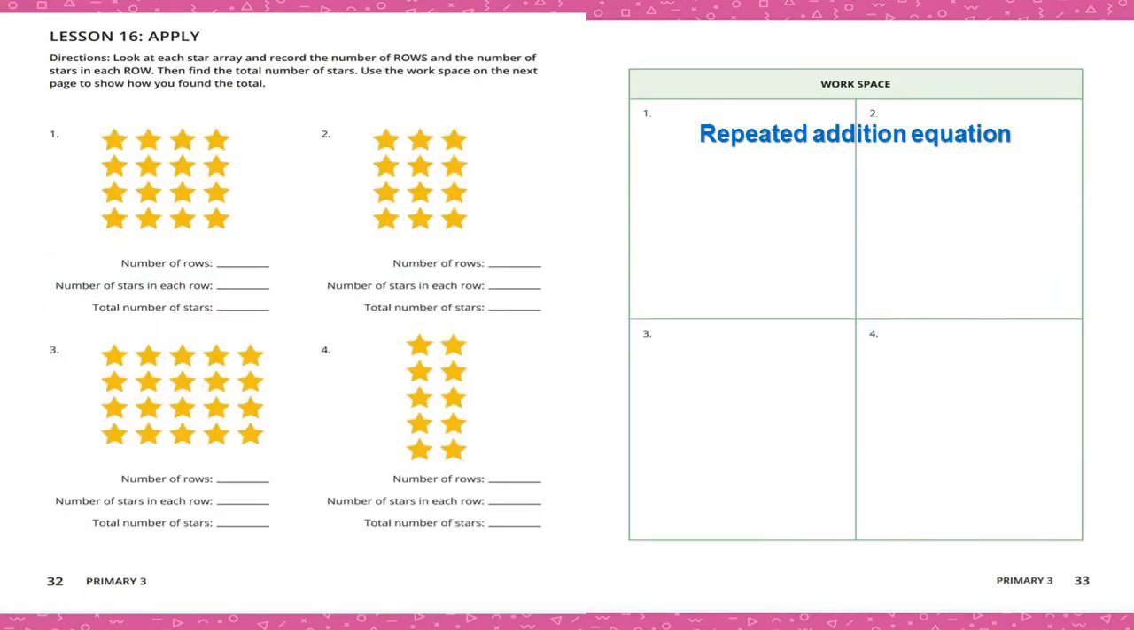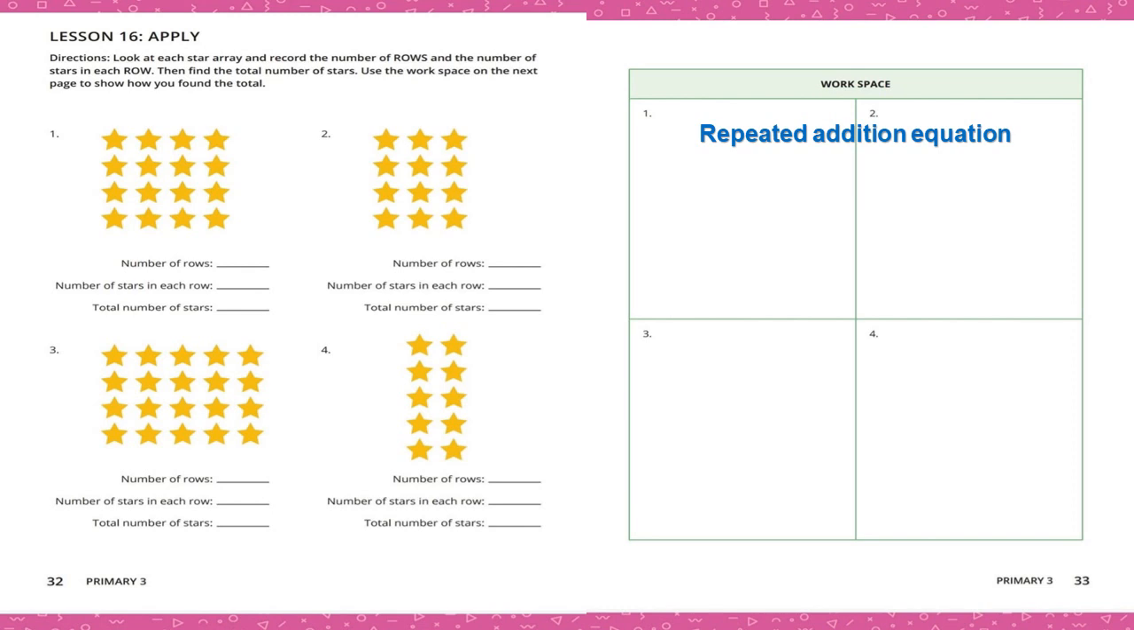Page 32 and 33. Lesson 16. Look at each star array and record the number of rows and the number of stars in each row. Then find the total number of stars. Use the workspace on the next page to show how you found the total.